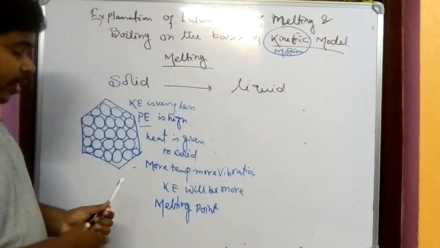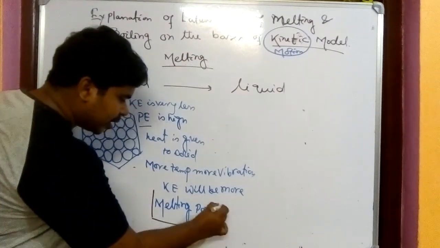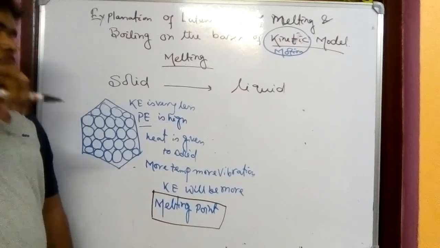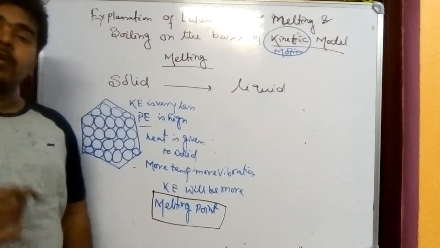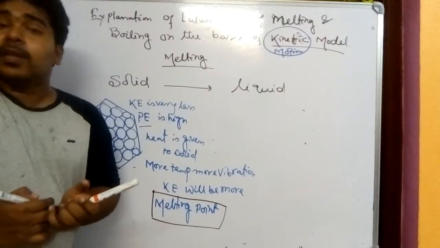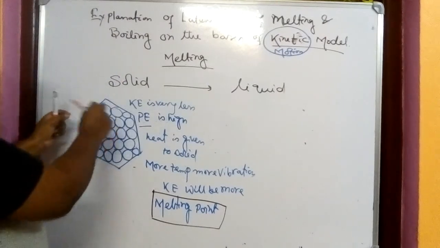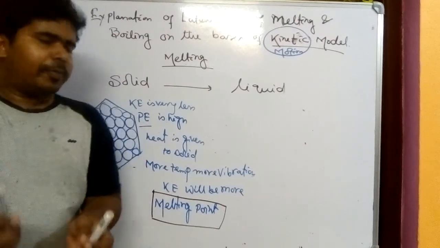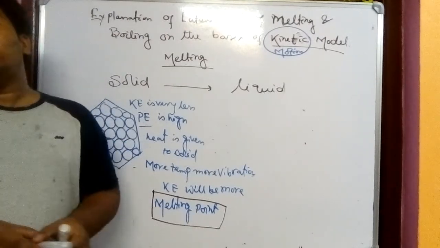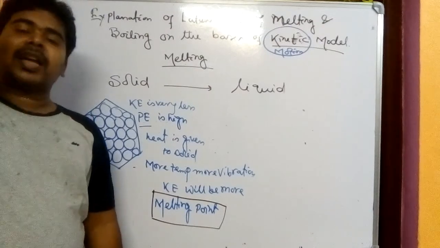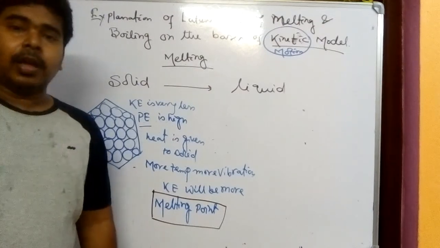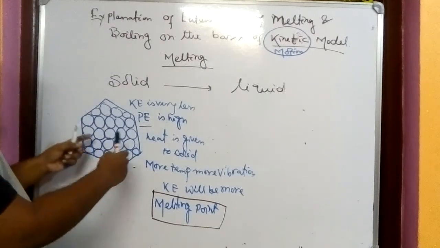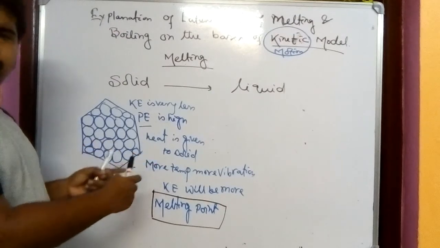So after increasing the temperature, it will reach a certain point that is known as the melting point. We know that after that the temperature will not increase. Why? What is the reason? The reason is that when the molecule starts vibrating, there will be a limit of vibration. Whenever they have gone to the melting point, they have reached the maximum vibratory level. After that, the vibration is not possible because there is a strong intermolecular attraction.